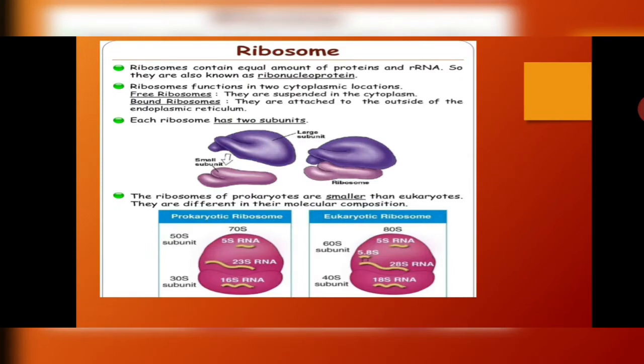Let us now understand the concept of ribosomes. What are ribosomes? Ribosomes are organelles which contain protein and ribosomal RNA. They are made up of ribosomal RNA or ribonucleoprotein. There are free ribosomes and bound ribosomes. Free ribosomes are present in the mitochondria, the plastids, and as well as the cytoplasm also, and the bound are present on the surface of the rough endoplasmic reticulum.